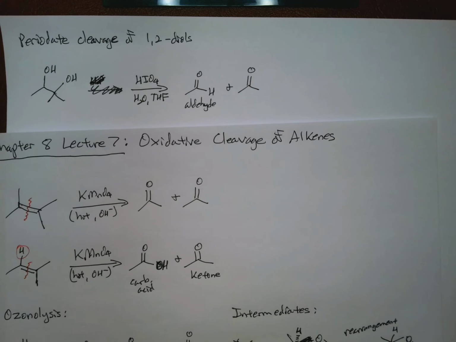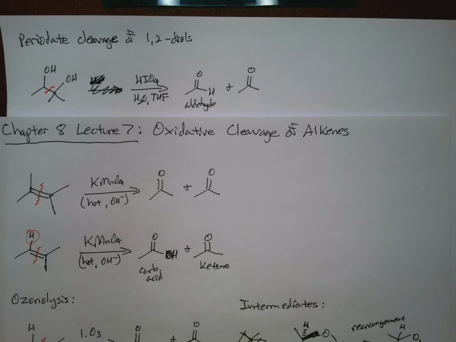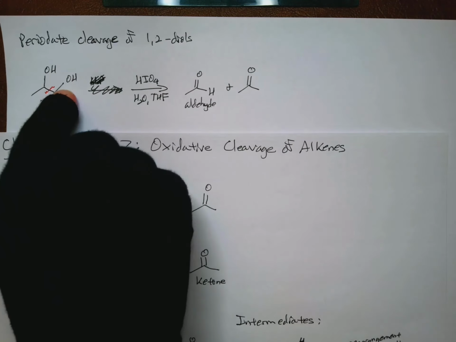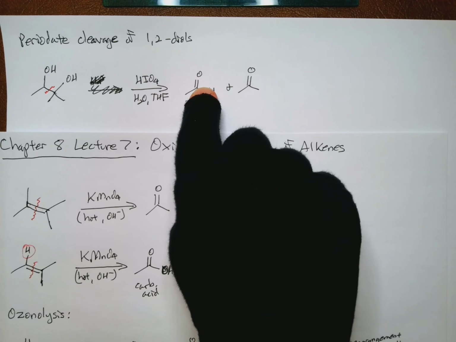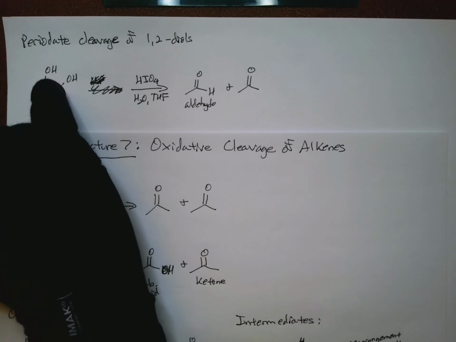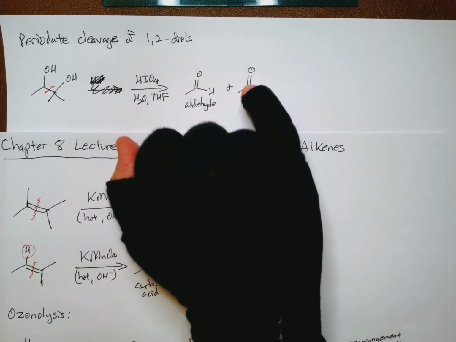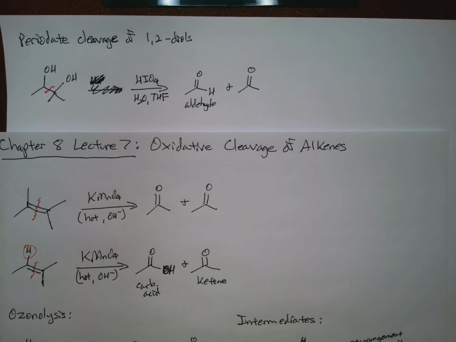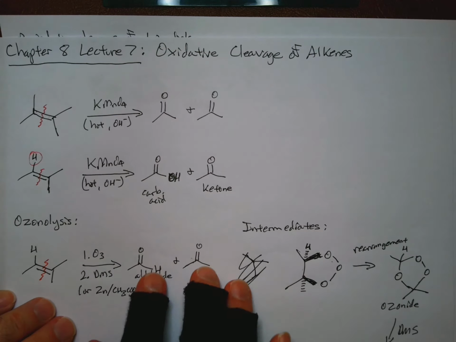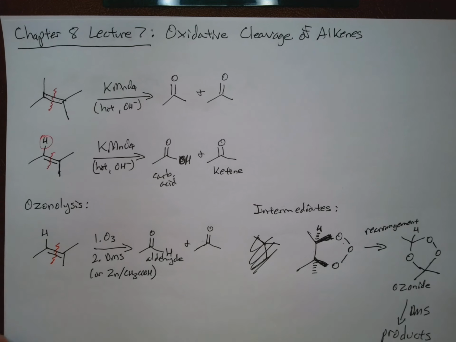And notice, in all these cases, we are breaking bonds and adding oxygen. Here, I haven't added any oxygens, but I've increased the number of carbon-oxygen bonds. So here I've got one carbon-oxygen bond, one carbon-oxygen bond. Now I've got a double bond, so that counts as two, and that counts as two. And in these other cases, of course, I've added oxygens. So that's oxidative cleavage, and that wraps up the bulk of the actual reactions for this chapter.